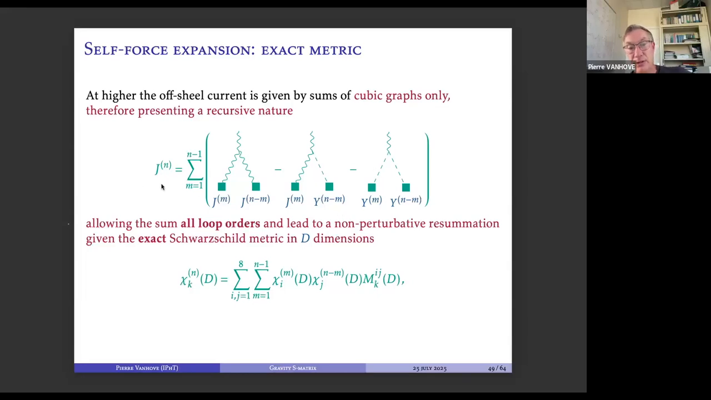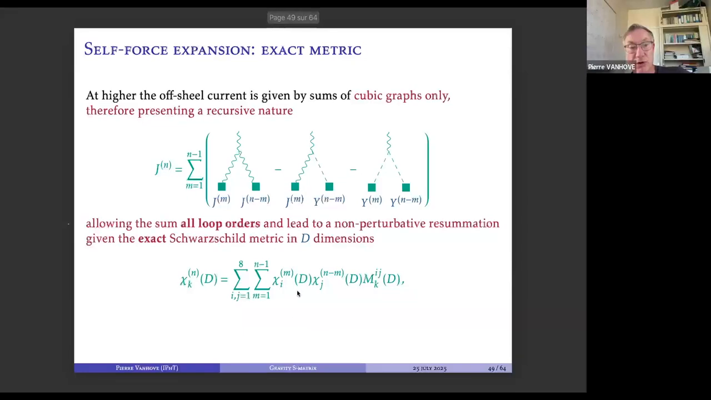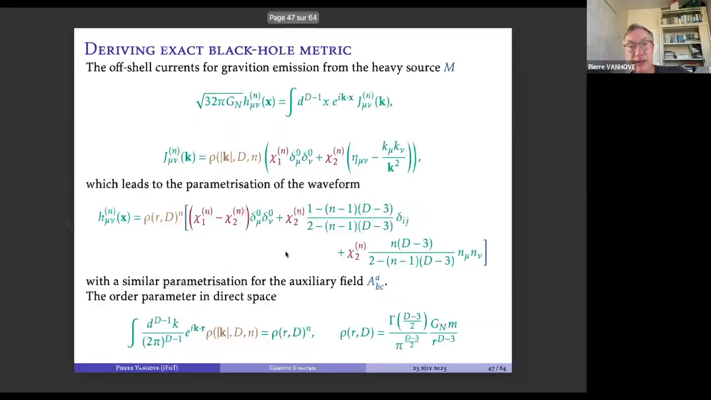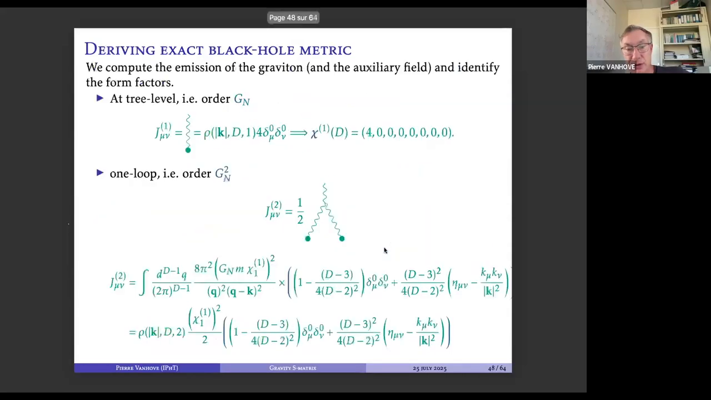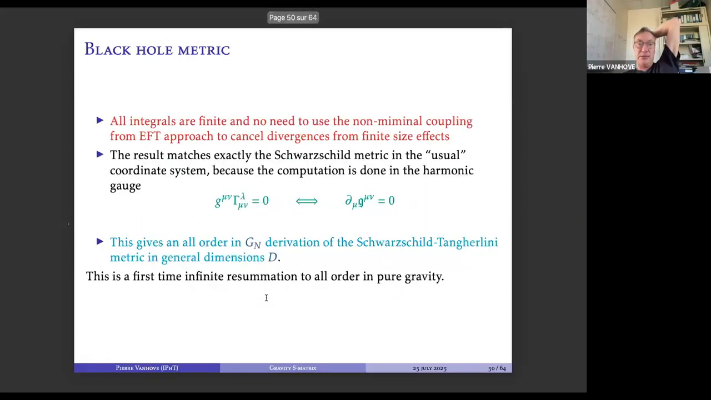And then you can solve it. Because each term is easy to compute, you can get to all orders. And at the end of the day, you rebuild the coefficients of the metric. So the Schwarzschild metric has these coefficients that you can compute. And then you find that you get exactly the Schwarzschild metric in the standard coordinate system, as you read in the textbook, to all orders.